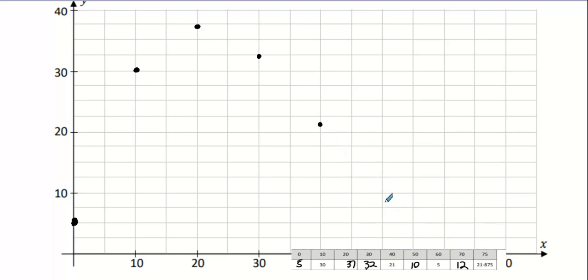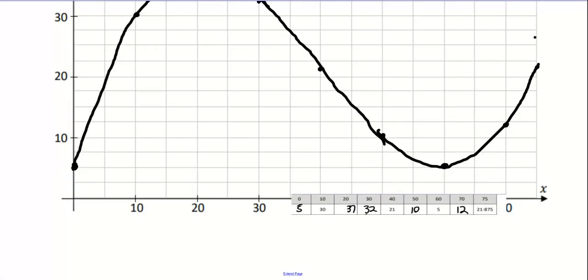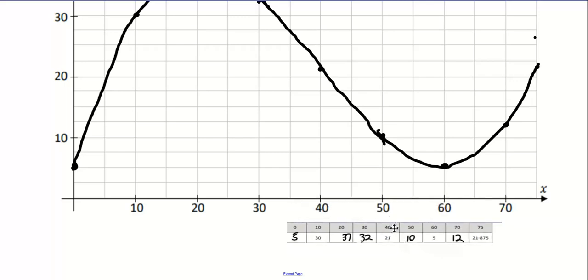50 and 10, 60 and 5, 70 and 12, around here, and finally 75 and 21.8, so that'd be 22.5, so around there. And you see we have ourselves a nice cubic function, a nice max and min. Okay, and obviously I can only draw this so accurately with my software. There we go. Happy days. Nice when you have to draw something, and it's pretty easy.